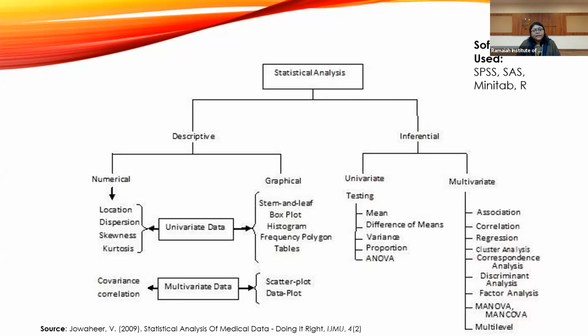Now in the interpretation, again, there are two kinds of variables: univariate and multivariate. Some of the most common methods of testing are finding out the mean, variance, proportion, and using ANOVA. With multivariate analysis, there are a lot of analyses, like association, correlation, regression, correspondence analysis, cluster analysis, discriminant analysis, factor analysis, MANOVA, MANCOVA, and some multi-level analysis. Out of these, today I am just going to touch upon discriminant analysis and cluster analysis.